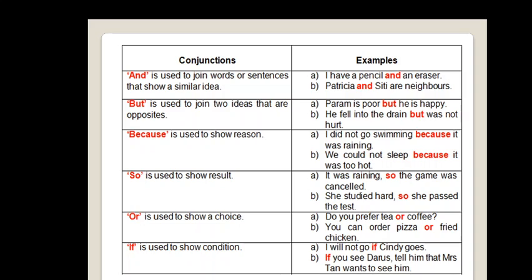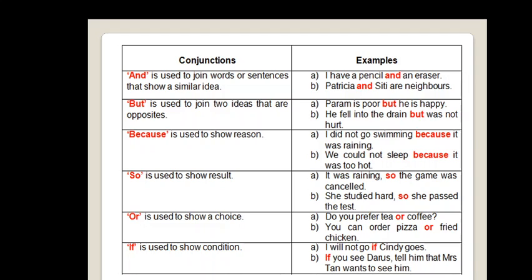And the fourth conjunction is so. So is used to show result. Example, it was raining, so the game was cancelled. She studied hard, so she passed the test.